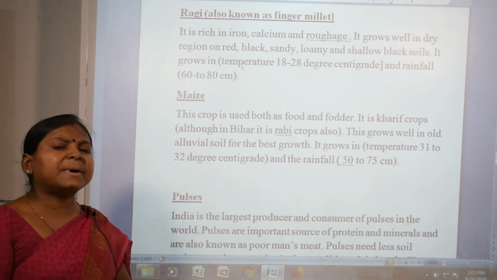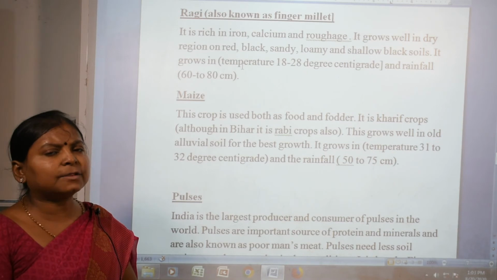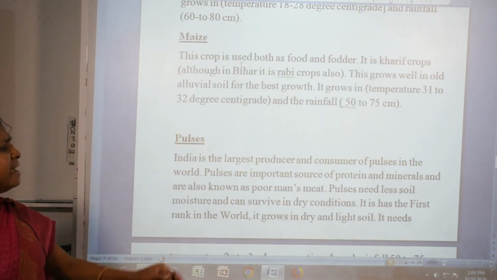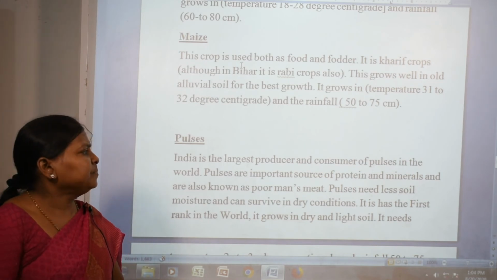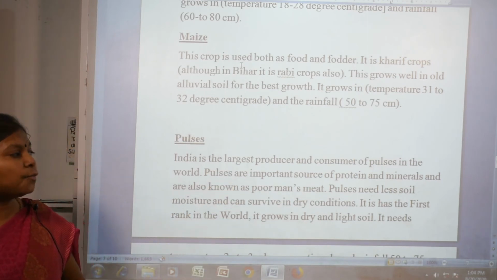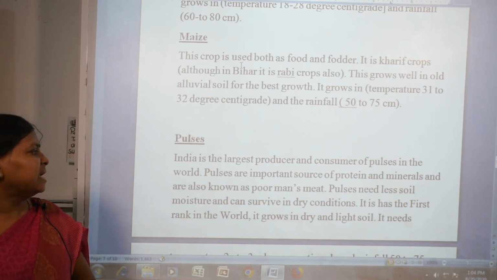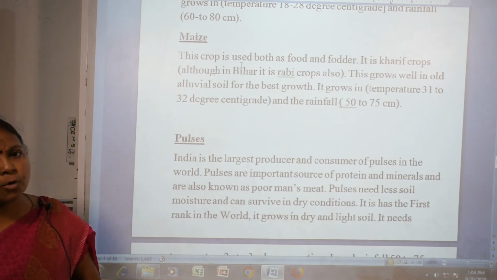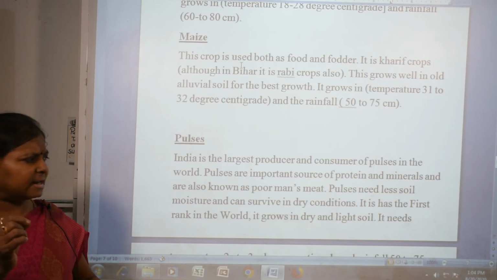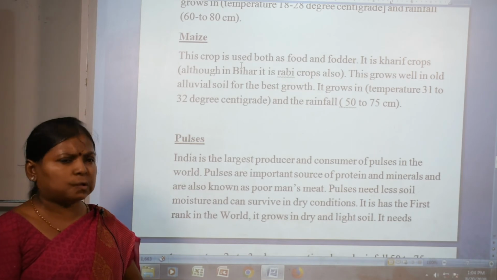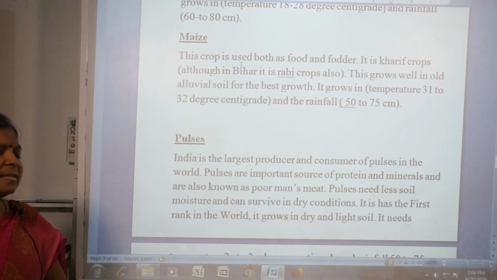Now we have seen which type of grains we are growing. Now what type of pulses we are growing and why they are called leguminous crops, that we study here. See, pulses. India is the largest producer and consumer of pulses in the world. You know, pulses are an important source of proteins and minerals and are also known as poor man's meat because they give a good amount of protein. Pulses need less soil moisture and can survive in dry conditions also. India has the first rank in the world and they grow in dry and light soil.